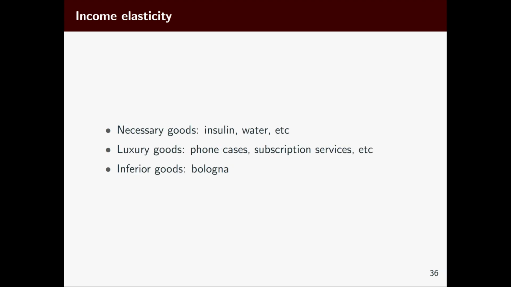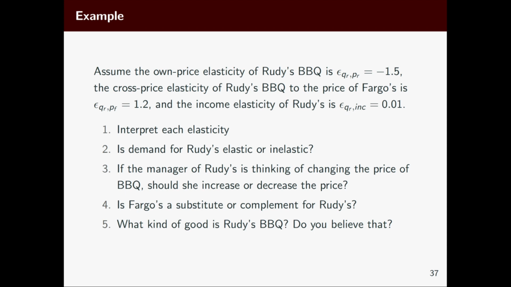Okay, so necessary goods, things like insulin, water, rent, those are usually necessary goods. Luxury goods, perhaps phone cases, subscription services, things like that. And then inferior goods are things where if your income is increasing, you're going to spend less money on it. So personally, that's baloney for me. But maybe you like baloney. I don't know.